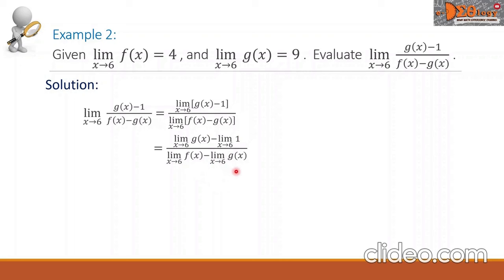From here, let us substitute the corresponding values as given here. The limit of g of x is 9, so the value here becomes 9 minus the limit of the constant 1 is the constant 1, all over the limit of f of x is equal to 4. So this is now 4 minus the limit of g of x, that is 9. Let us simplify further. 9 minus 1 is 8 over 4 minus 9 is negative 5. Or we can simplify this as the negative of 8 over 5.